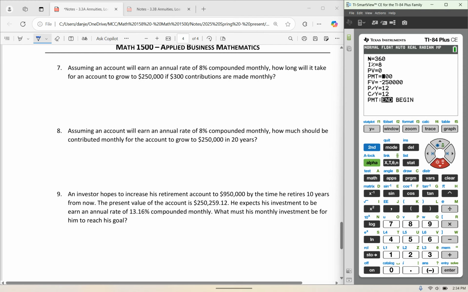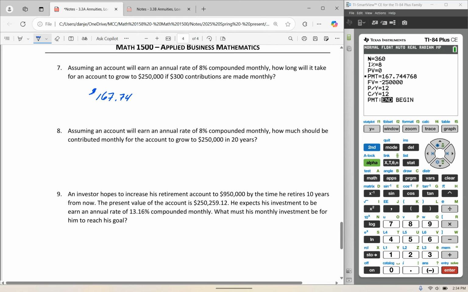What do our monthly contributions need to be? If I make a contribution of $167.74 into that account, after 30 years, I will have $250,000. Okay, it's not a bad deal.